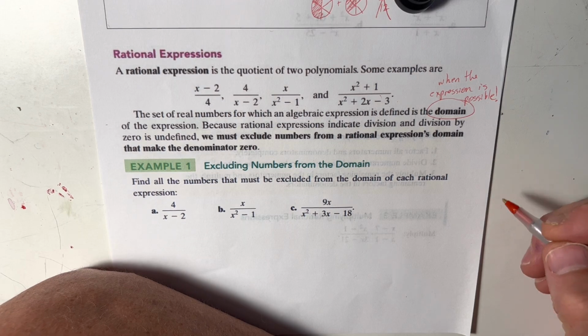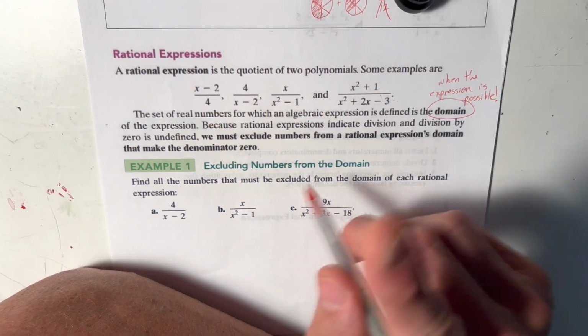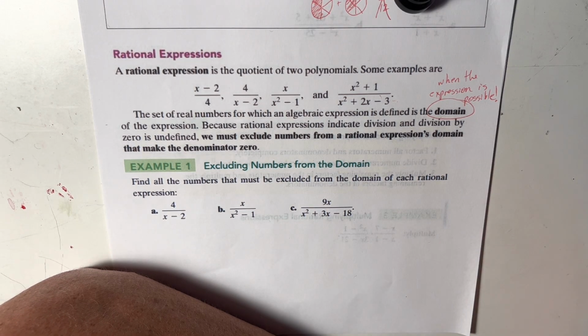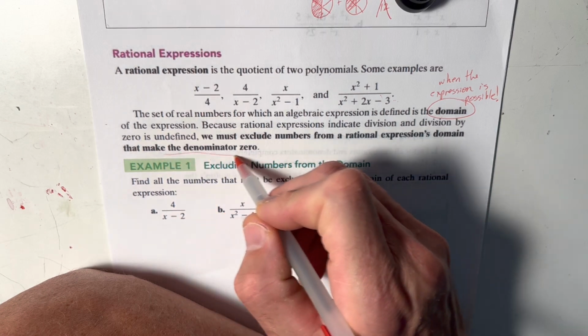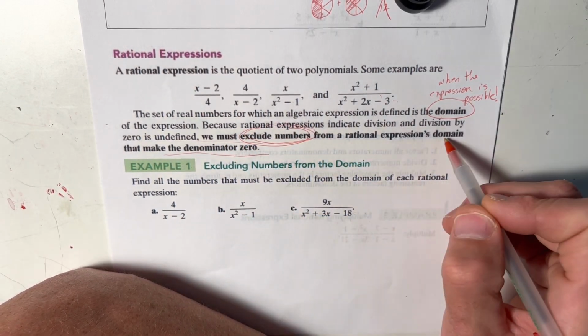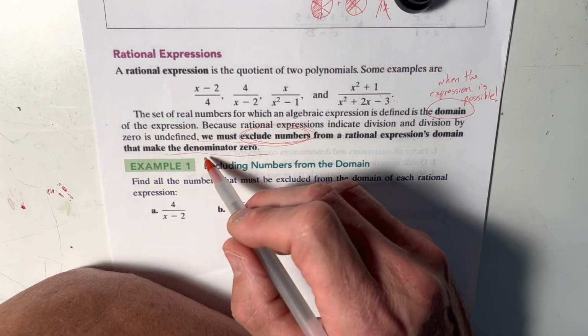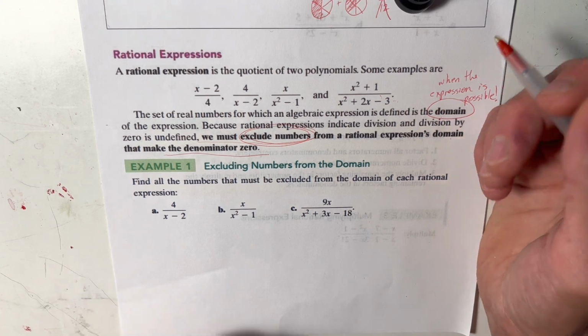And the main thing that we're paying attention to with our domain is that the denominator can never be 0. That's the big thing that we want to focus on, right? So we must exclude numbers from a rational expression's domain that make the denominator 0. And we'll talk a little bit about how to do that right here in this example.